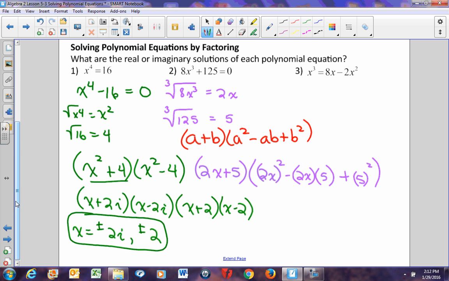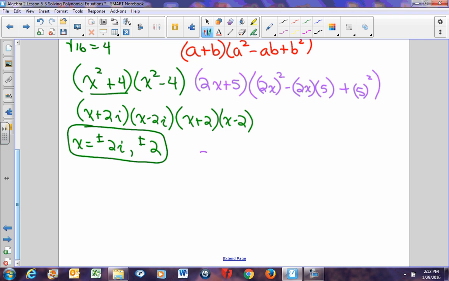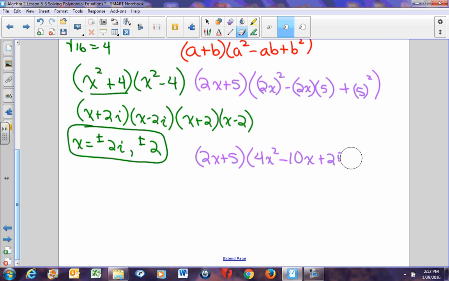Okay, so if I evaluate that, skip over the green, I get 2x plus 5. (2x) quantity squared is 4x squared. 5 times 2 is 10, minus 10x plus 25. At this point in time, you might say, oh, look, I'm done. No, you're not done. Because this is now a linear factor and a quadratic factor. Linear because it's only x to the first power, quadratic because it's x to the second power.